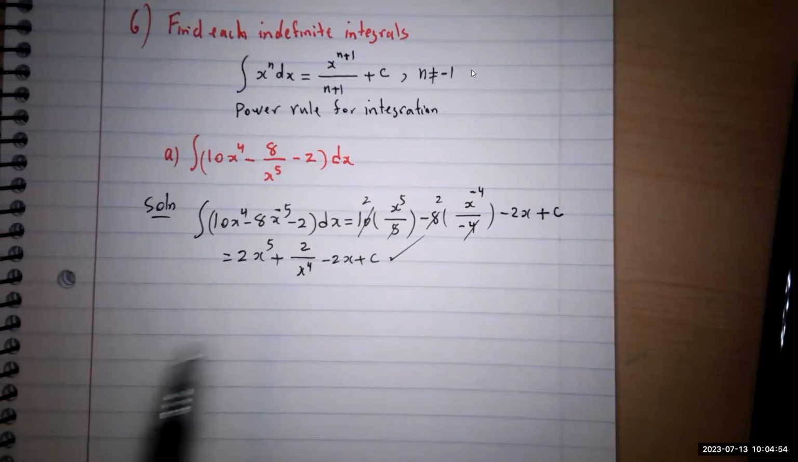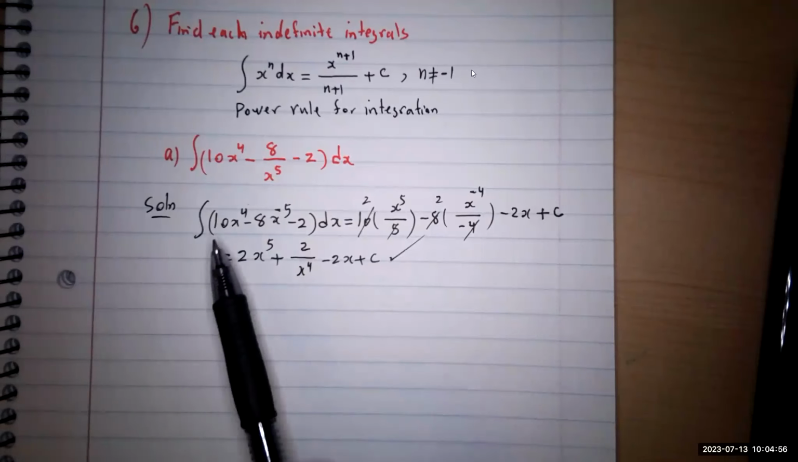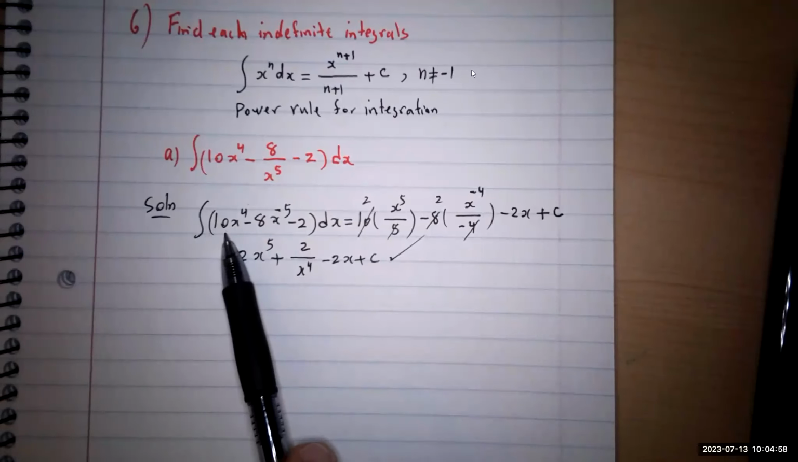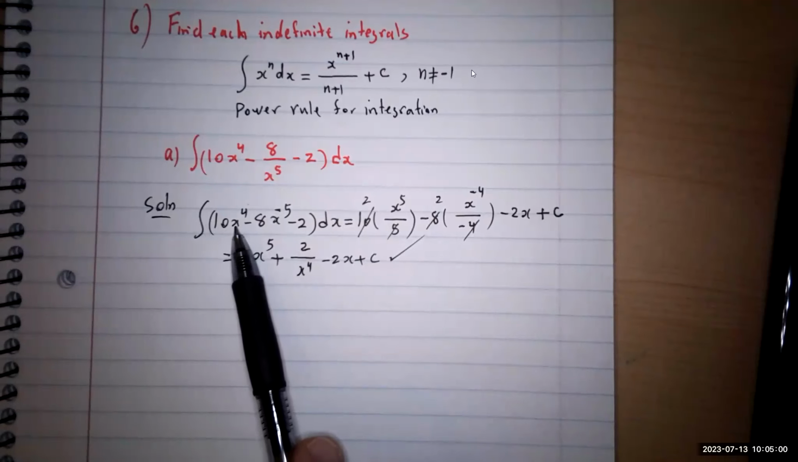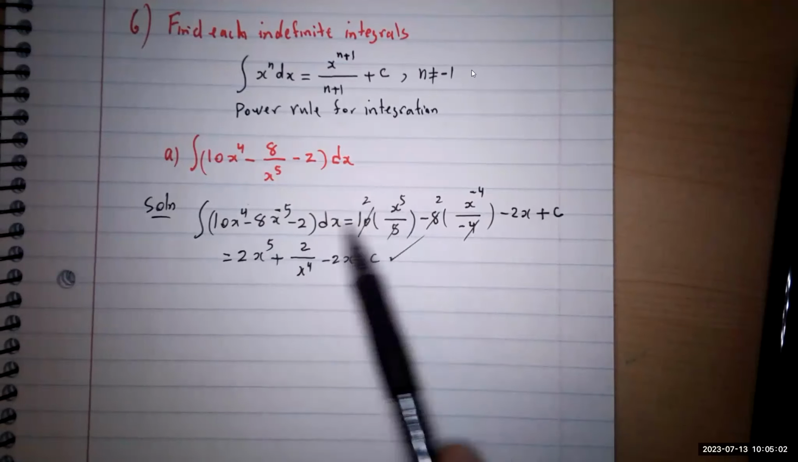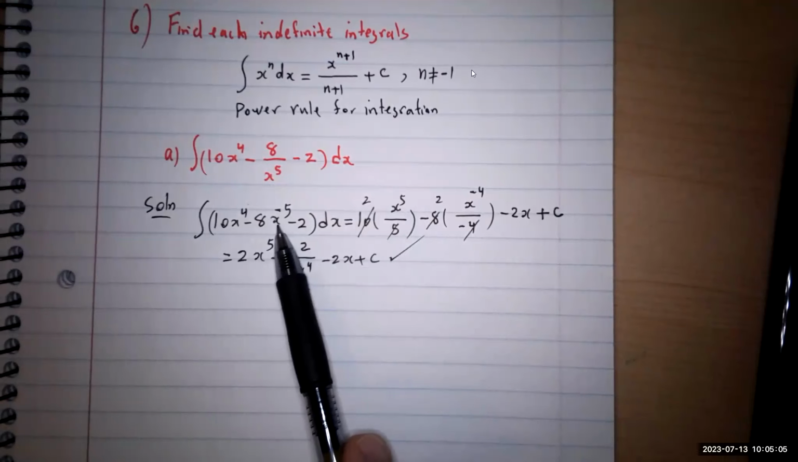Okay, it's going to be a very easy operation like the derivative. You know that when we have a coefficient, we keep it. So 10x to the 5th over 5 minus 8x to the 1 up. Negative, okay.